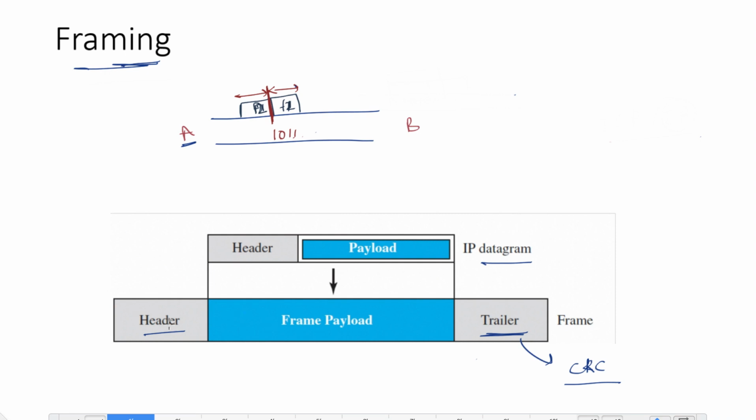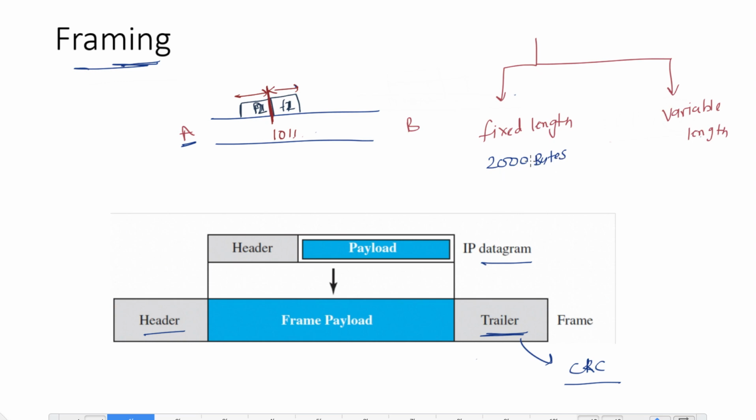We will be focusing on the header. The header is something that basically tells us the start of the frame. There are different ways to do framing, and one of the ways is called fixed length framing, and another way is called variable length framing. Fixed length framing means that every frame is of a fixed length, which means let's suppose I say that every frame is of 2000 bytes, something like that.